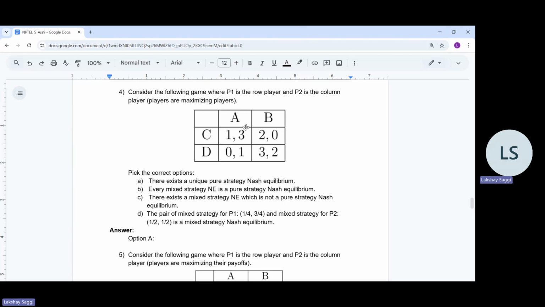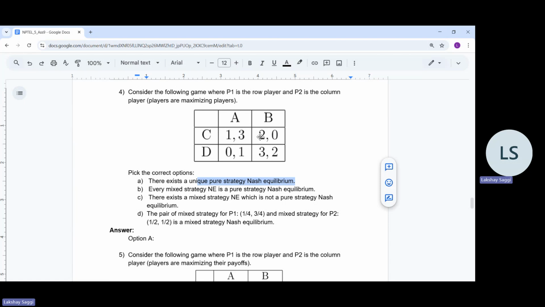What all strategies will correspond to Nash equilibrium? Option A says that there is a unique pure strategy Nash equilibrium. So let's think, what are the pure strategy Nash equilibriums here? Let's look at this entry 1, 3. Does the row player have an incentive to switch? Row player's payoff is currently 1. If he switches, it goes to 0. So no incentive to switch. Does the column player have an incentive to switch? Column player has a payoff of 3 and players are maximizing, and if he switches, it goes to 0. So column player has no incentive to switch.